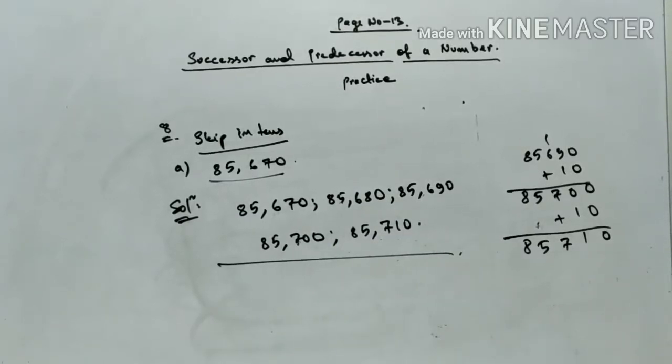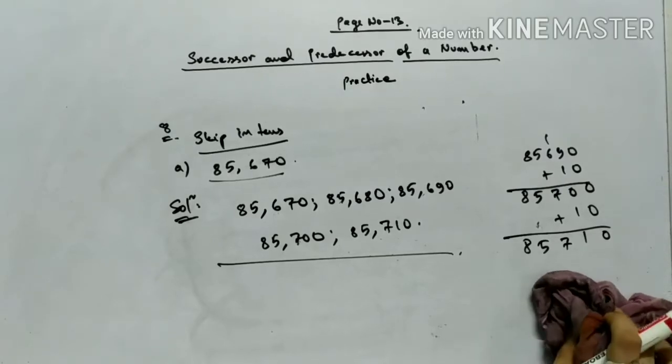This one finished. Understand? Skip in tens, that means plus 10 I will do. Okay, skip in twos, plus 2 I will do. Skip in tens, that means plus 10 I will do.